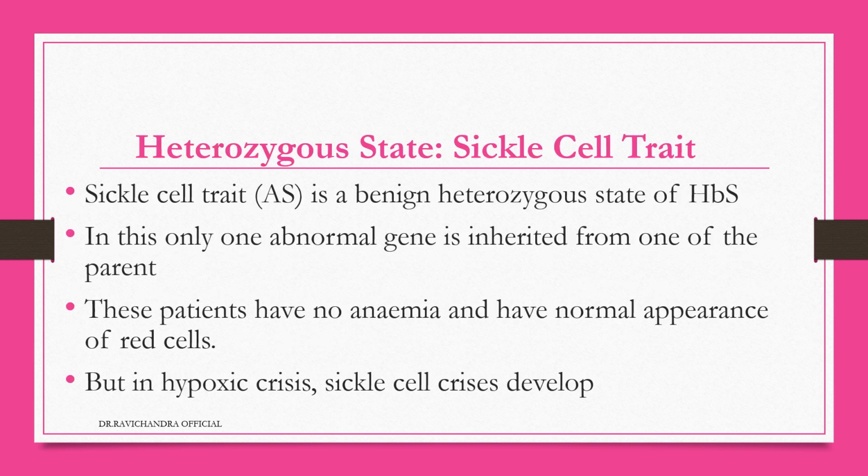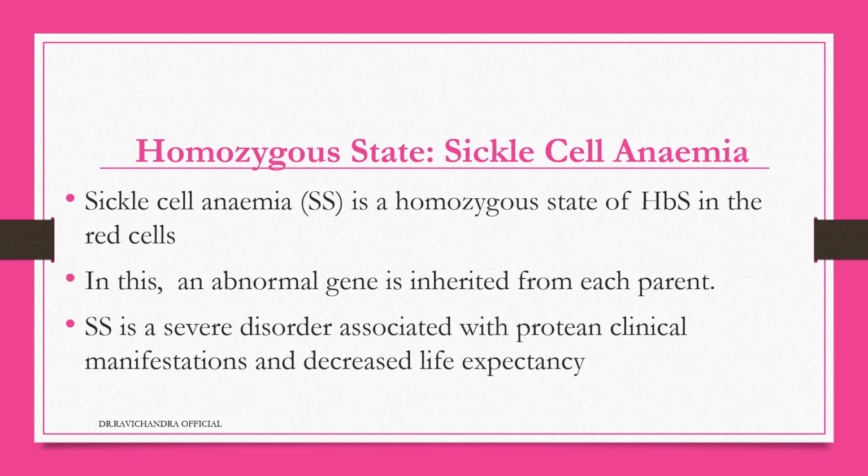Coming to sickle cell trait, the heterozygous state is benign. In this, only one abnormal gene is inherited from the parent. These patients have no anemia and have a normal appearance of red cells. In a hypoxic crisis, a sickle cell crisis will develop. Sickle cell anemia, or homozygous state: in this, an abnormal gene is inherited from each parent. In sickle cell trait, only one from one parent. Here, an abnormal gene is inherited from each parent. So, sickle cell anemia is a severe disorder associated with protean clinical manifestations and decreased life expectancy.